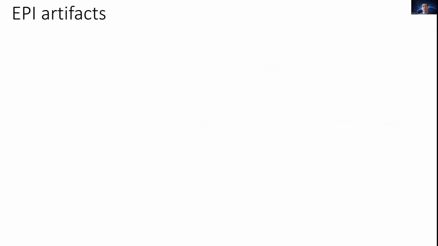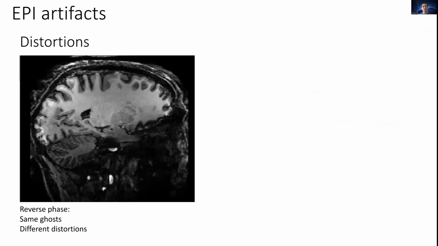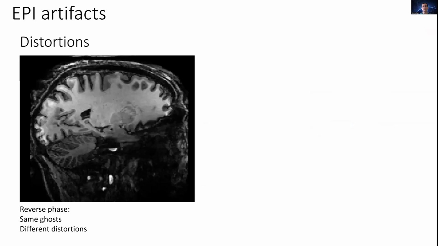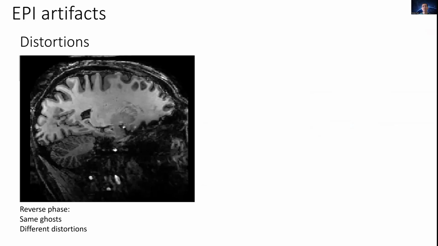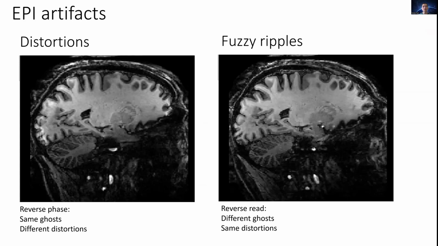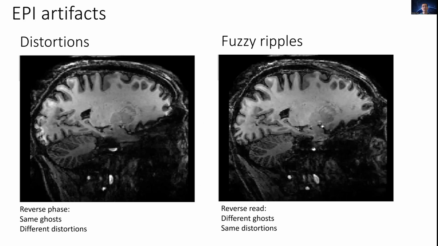EPI suffers from two forms of phase inconsistencies: the geometric distortions from B0 inhomogeneities that we want to be in full control of. But even without the distortions, you can still tell that these are EPI, but not FLASH images. This is because of these kinds of phase inconsistencies that we call fuzzy ripples, which are unrelated to spatial signal misplacement.